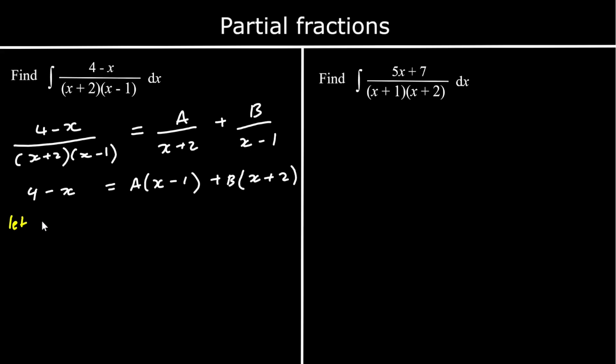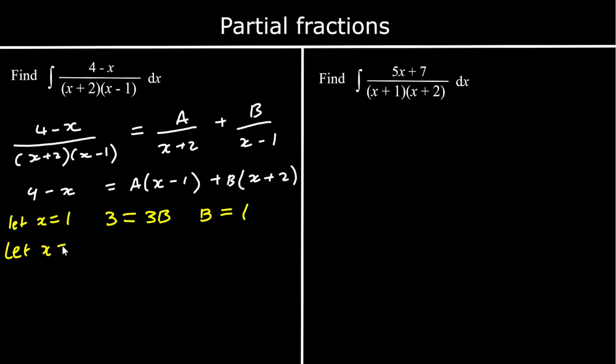So if we let x equal 1, we can get rid of a. What does that leave us if x is 1? So 4 minus 1 is 3. The a is going to disappear, 0 a's, and we've got 3 b's. So 3 equals 3b, b must be 1.